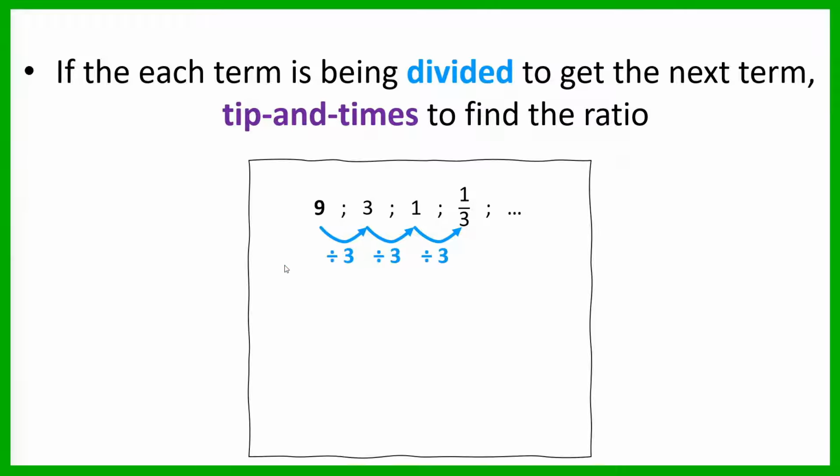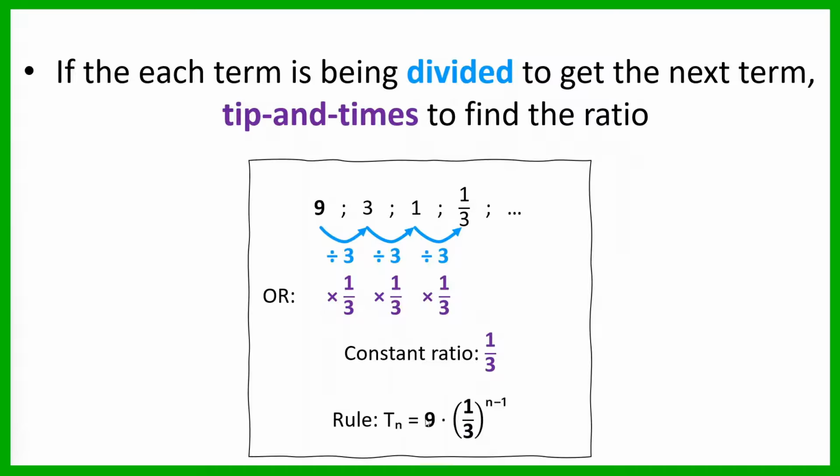But the problem is that the constant ratio isn't what I'm dividing by, it's what I'm multiplying by. So I need to change this division into multiplication to actually get my constant ratio. Over here, this is the same as multiplying by a third. I flip it to times. So 3 over 1, if I flip it to times, becomes 1 over 3. And this is also times a third, and this is also times a third. So when you are dividing, you need to flip it to times to find out what your ratio is. So the constant ratio here is 1 over 3.